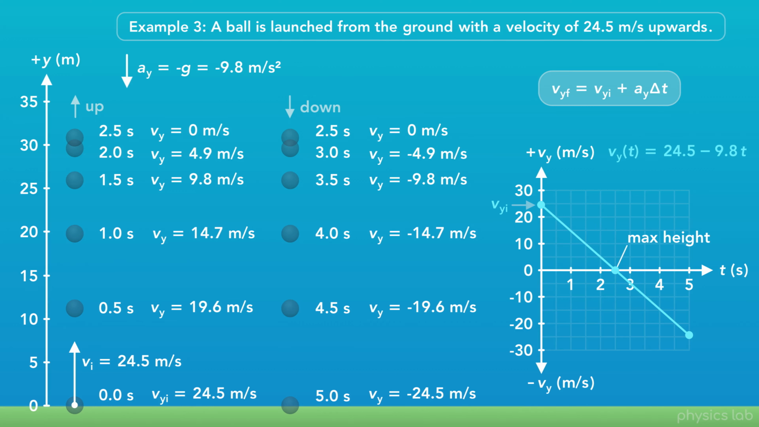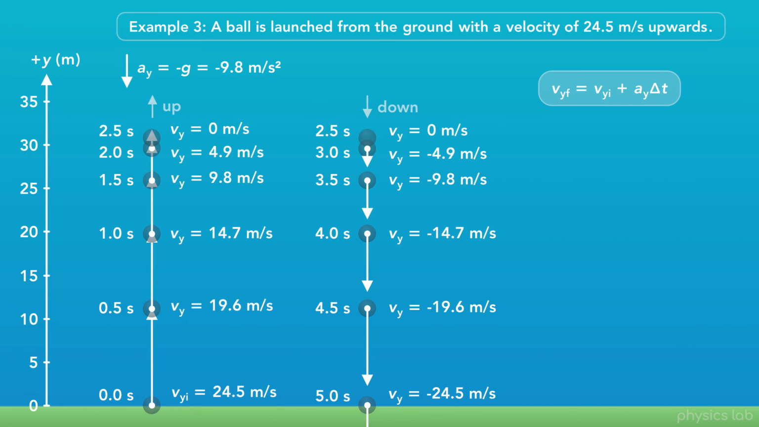So if we're looking for the time when the ball is at the maximum height, we're just solving this equation for the time when the graph crosses the horizontal axis and the y velocity is 0. Now let's look at the velocity vectors. The velocity has the same magnitude when the ball is at the same height, but they're in opposite directions.